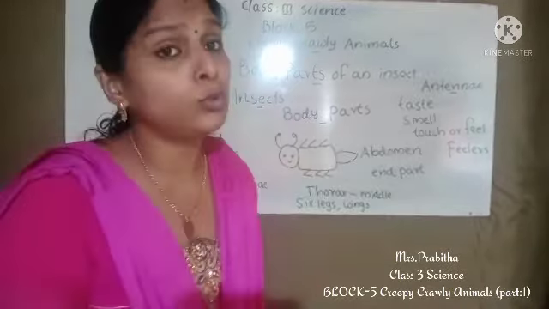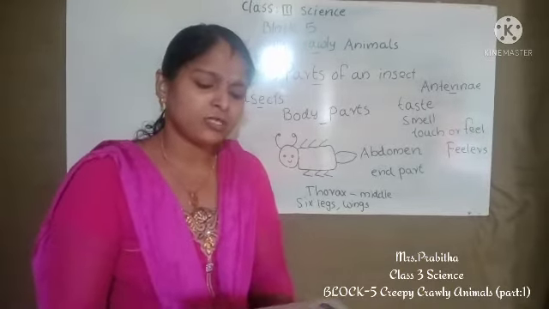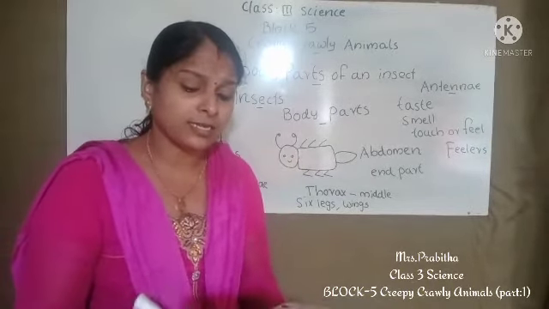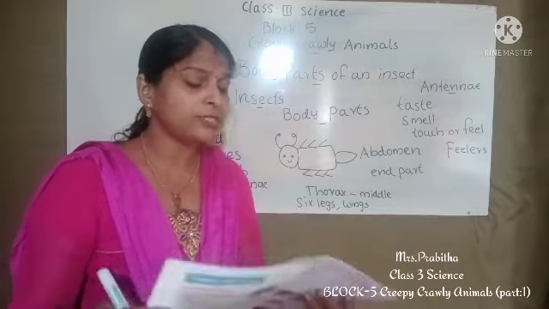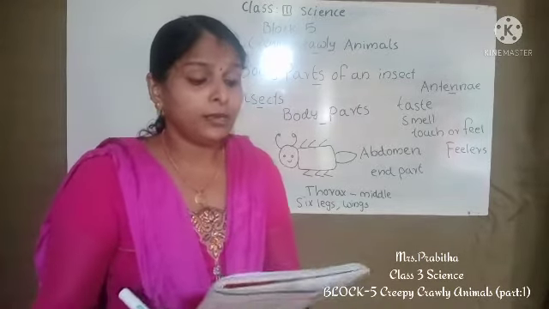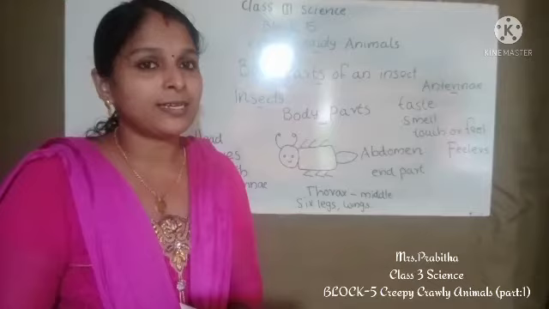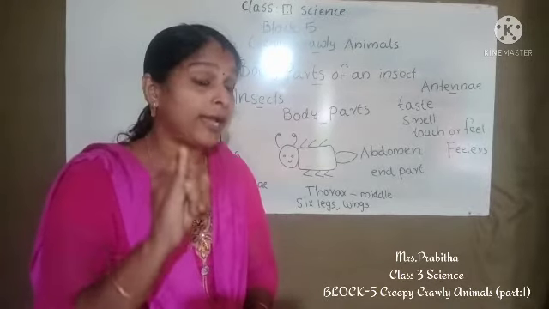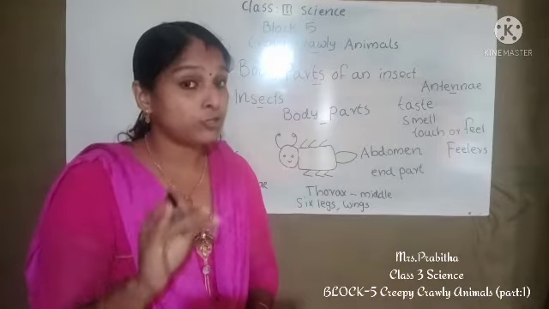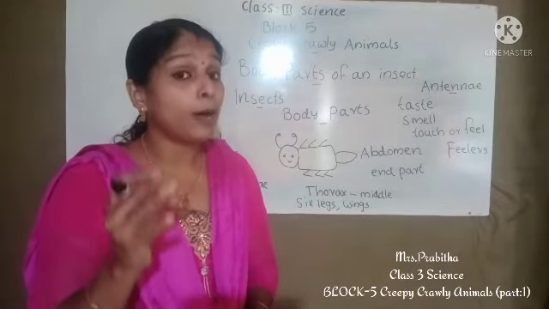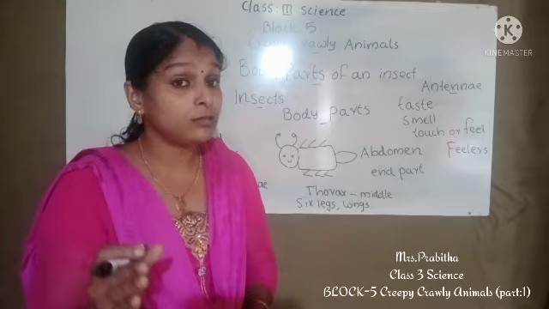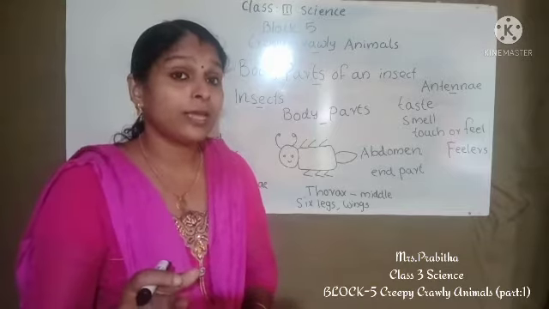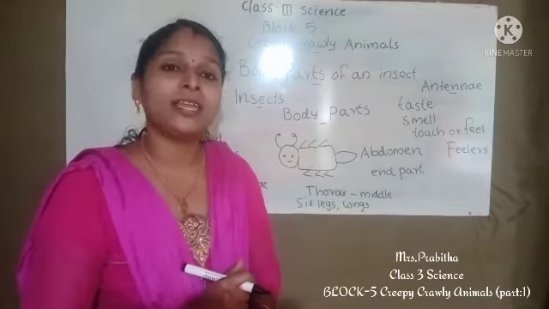Now we have to do 2 practice questions. It is very simple. We already discussed it. The question is, name the body parts of an insect. Now only we discussed it. Yes, which are the body parts of an insect? Head, thorax, abdomen, eyes, mouth, then wings, legs. Okay, these are some body parts of an insect.